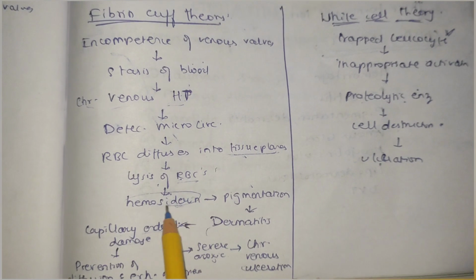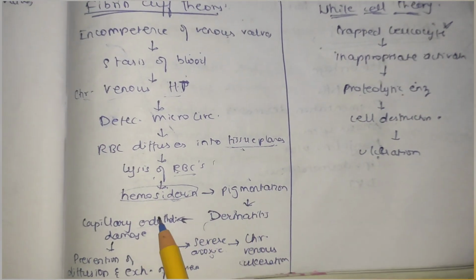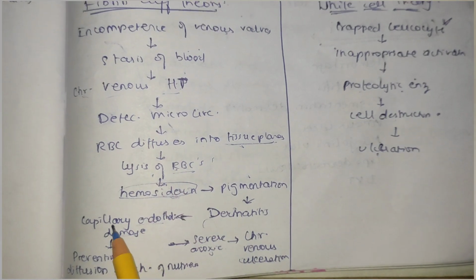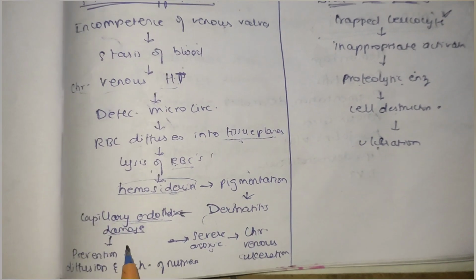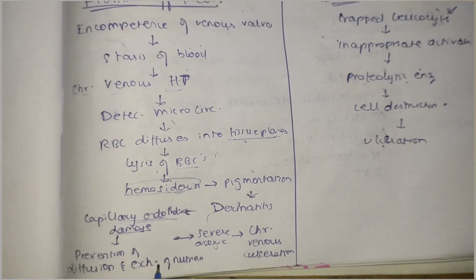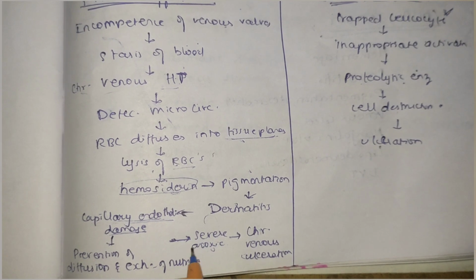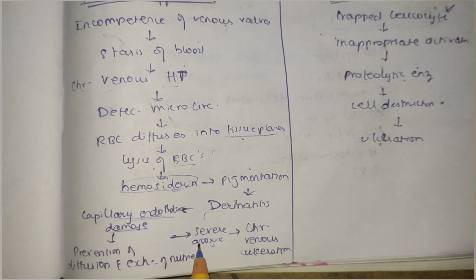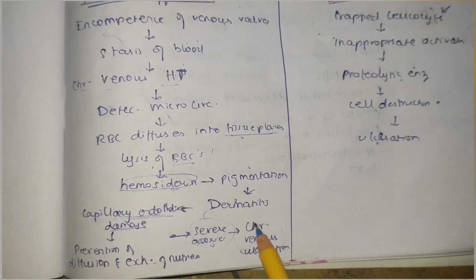Due to the release of hemosiderin pigment, there is pigmentation and it causes dermatitis. As a result of all these processes, the capillary endothelium is damaged. If the capillary endothelium is damaged, there is no diffusion or exchange of nutrients. So the cells will not receive oxygen, nutrients or any of the components required for the cell. So there is severe anoxia and this causes chronic venous ulceration.